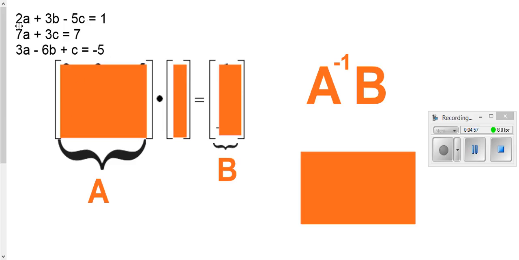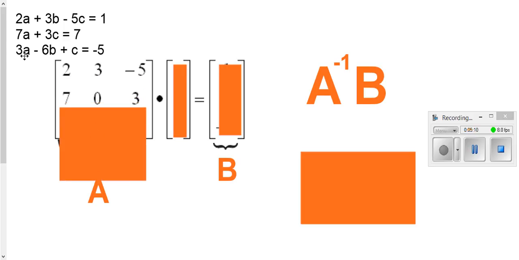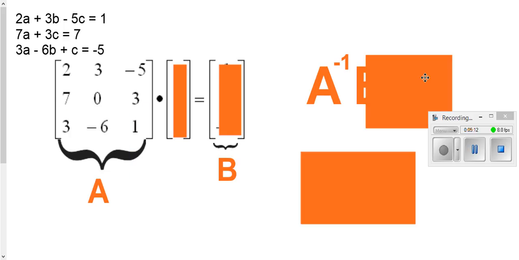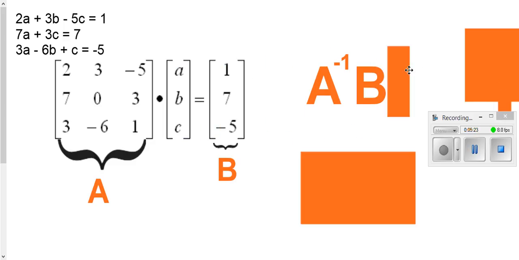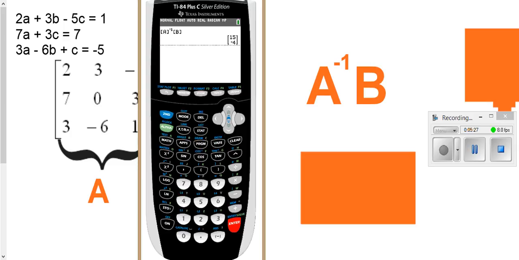So we're going to go 2, 3, -5. Then we're going to have 7. We have no b's, so that's a 0, and then a 3. A 3, a -6, and a 1. Our variables need to be in the order that they show up in our problem, which is A, B, and C. And then the normal numbers on the right-hand side. All we're going to do now is just type these into our calculator.